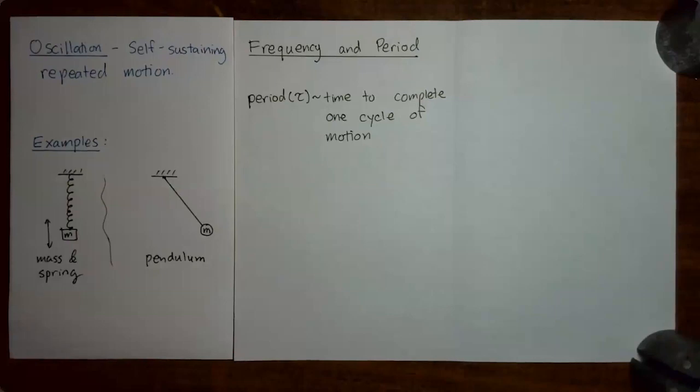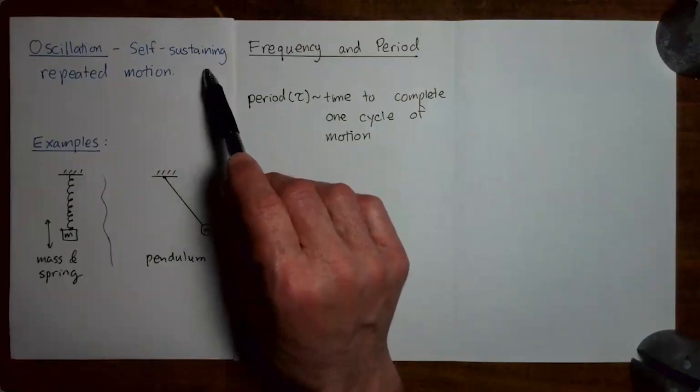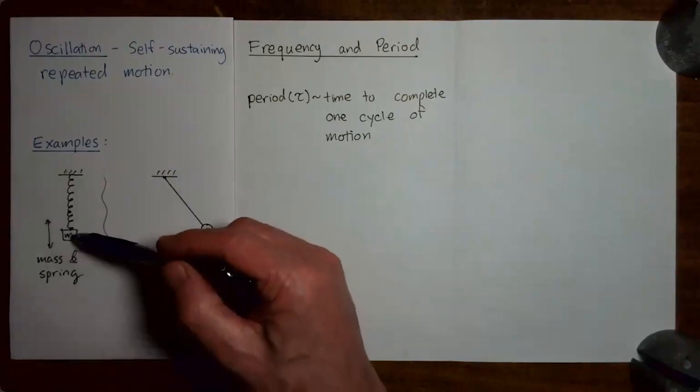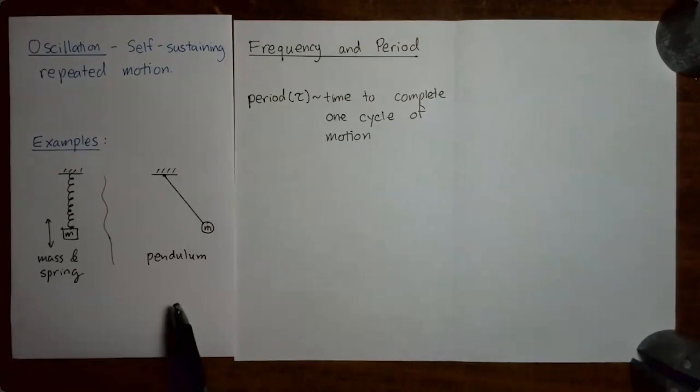In the previous video, I introduced you to the idea of oscillation. We can define oscillation as a self-sustaining repeated motion. Examples of oscillation, as I gave in the previous video, are a mass oscillating up and down at the end of a spring. The other example I gave you was pendulum motion.